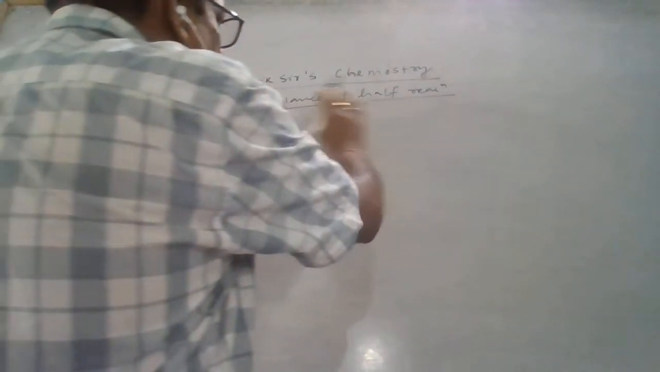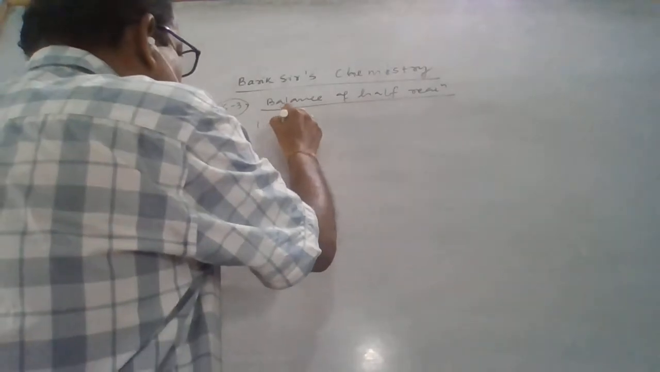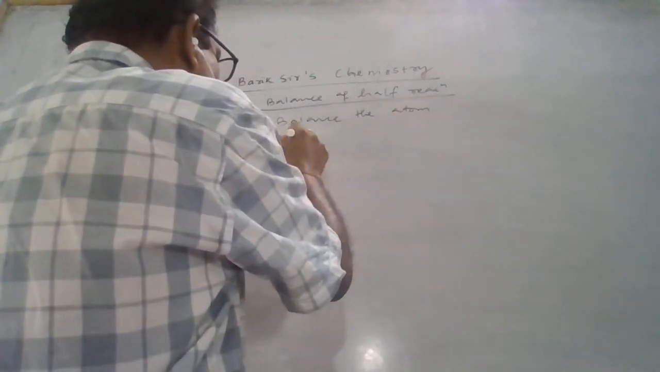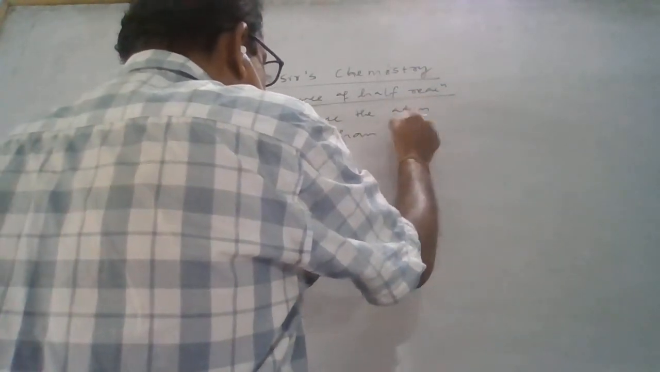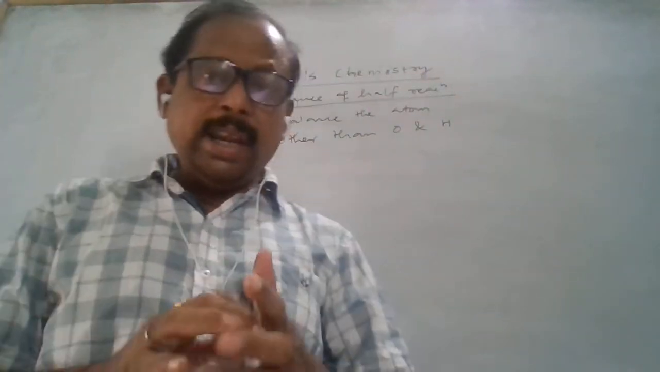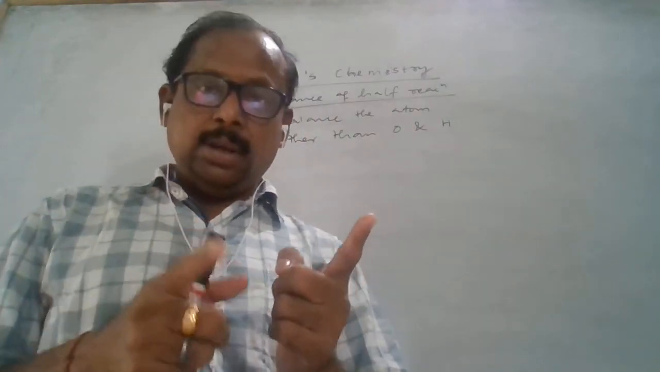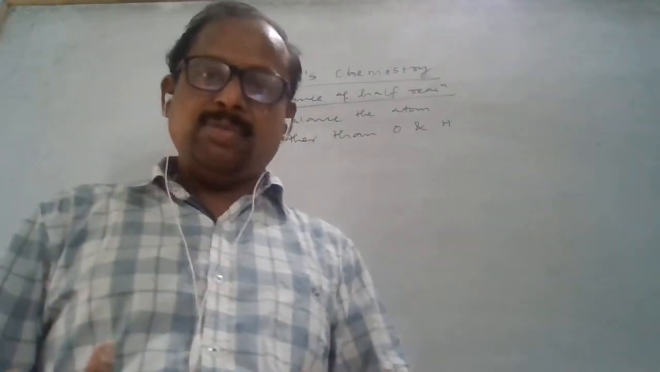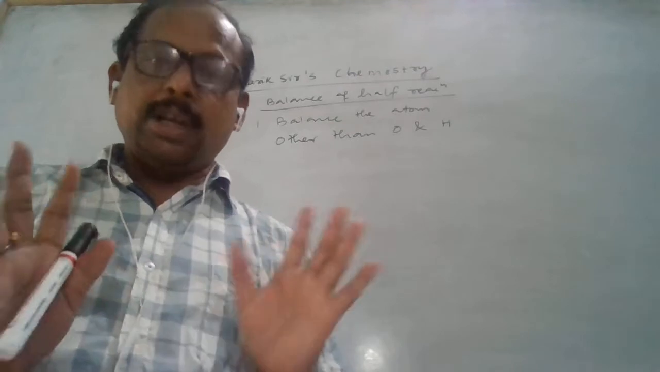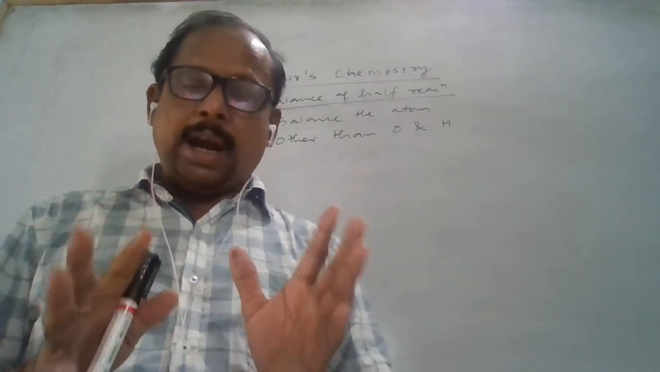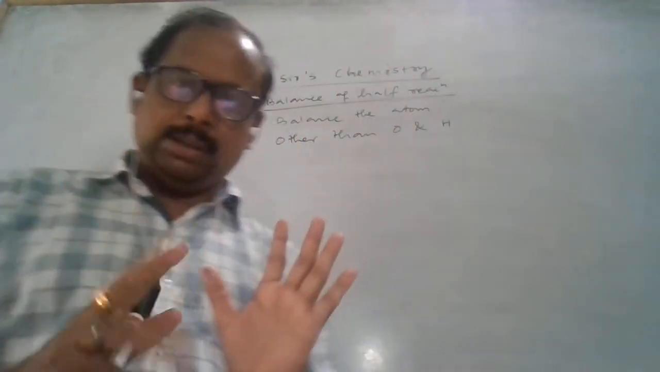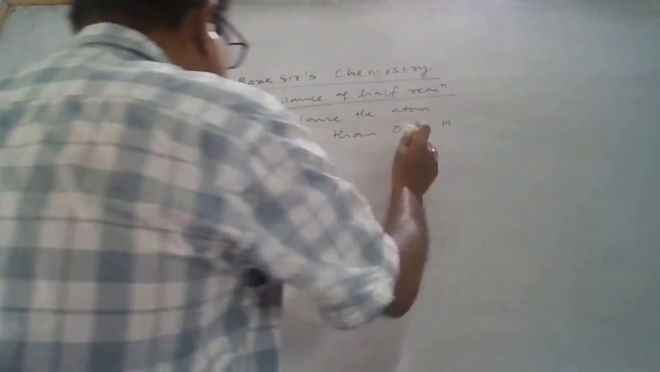So for balancing the half reaction, the first step is to balance the atoms other than oxygen and hydrogen. Except oxygen and hydrogen, any other atoms there must be balanced. Don't forget this step, otherwise you will face difficulty.